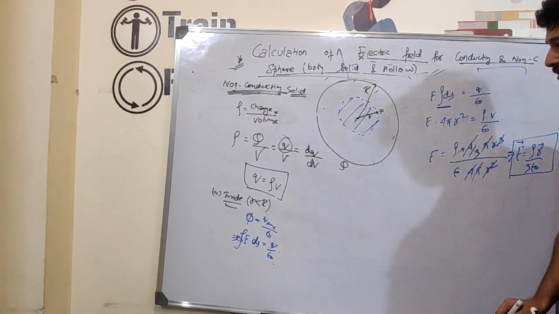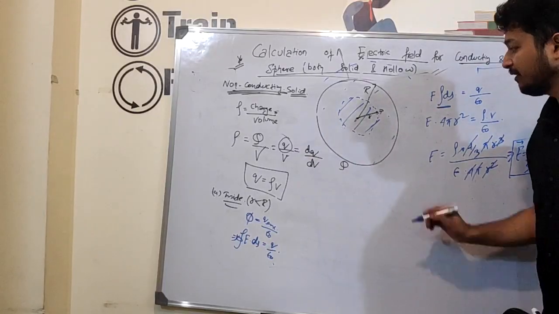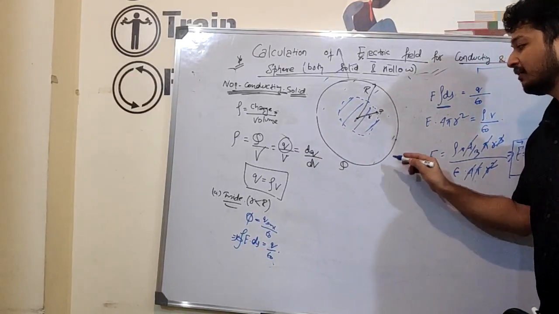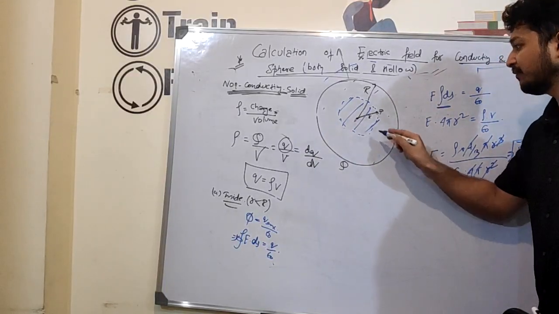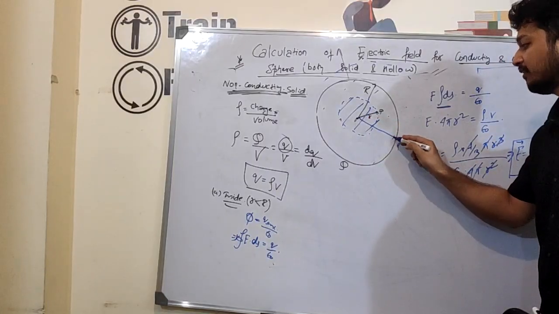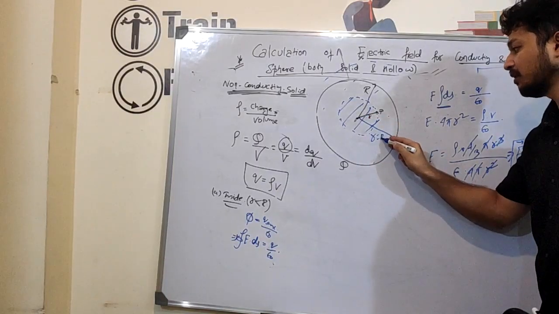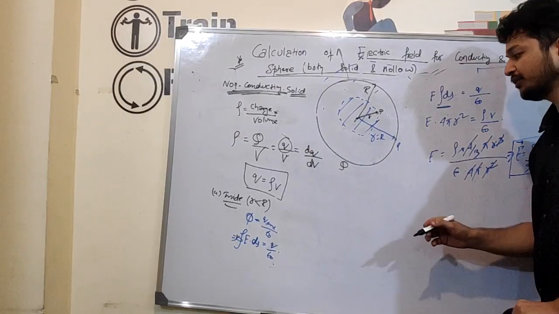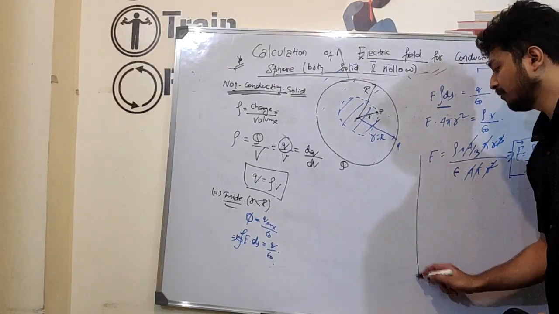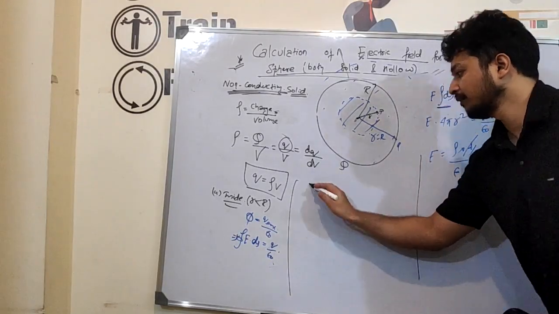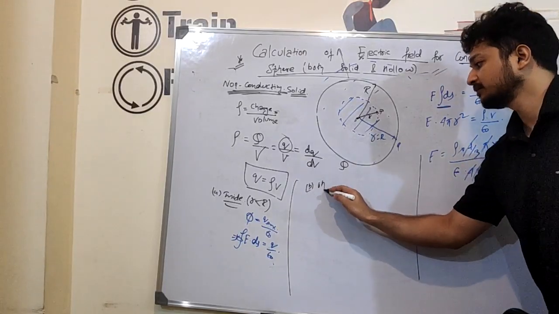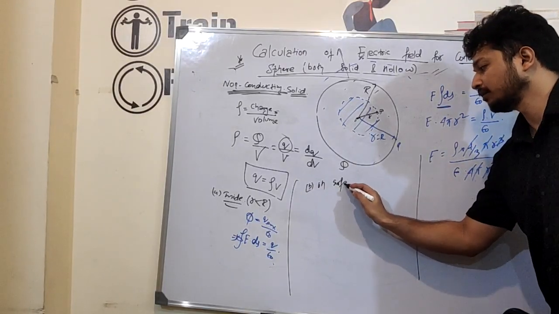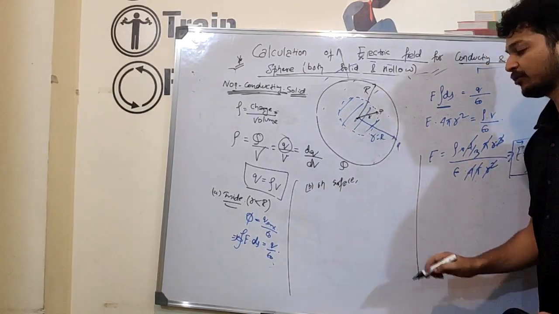Other than that, if we are going to calculate the electric field at a point which is on the surface, having a radial distance of small r equal to capital R, what we are going to see is the value of electric field on the surface will come out to be equal to what?